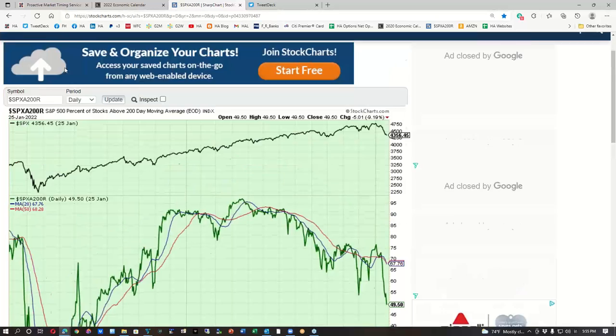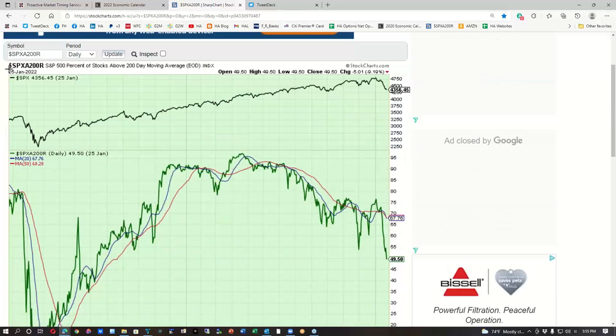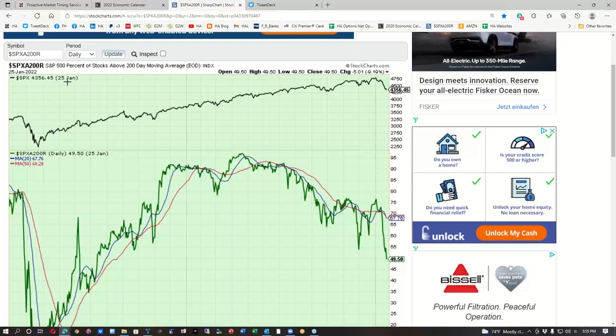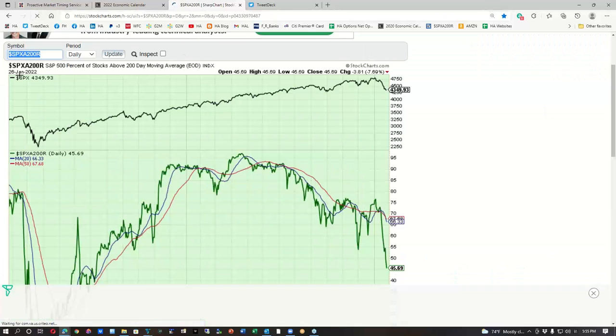This is on stock charts. Symbol is dollar sign, SPXA200R. It's end of the day, so it gets updated late in the night. For example, right now it says January 25th. Let's refresh that. 26 just came in.